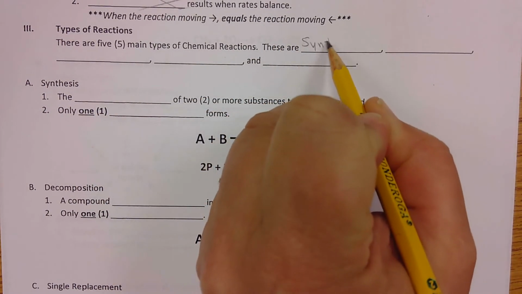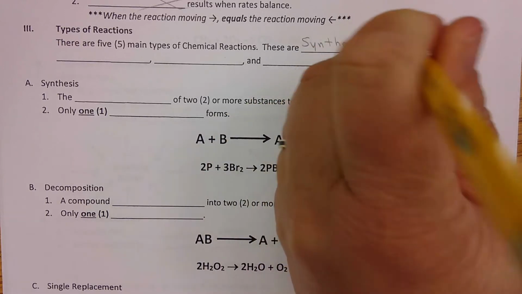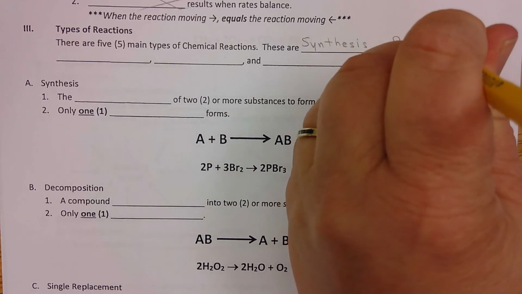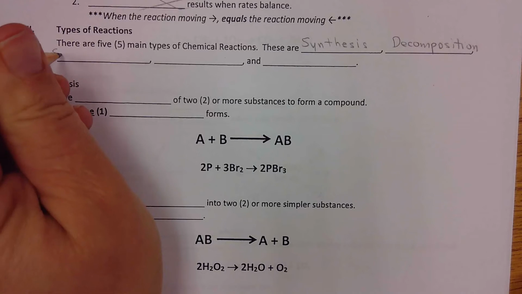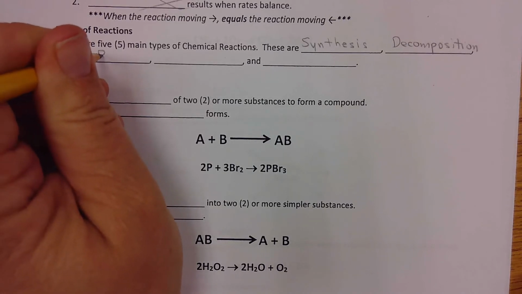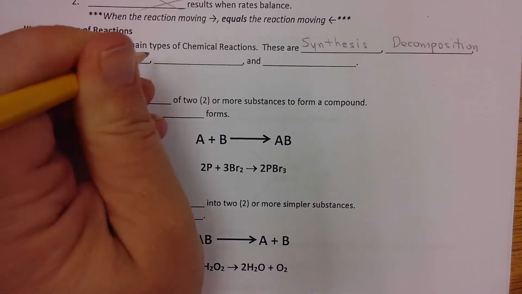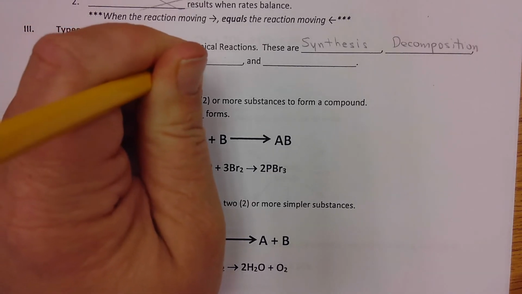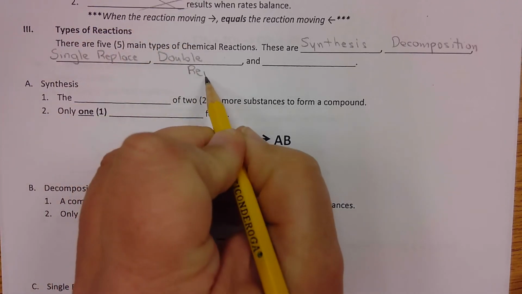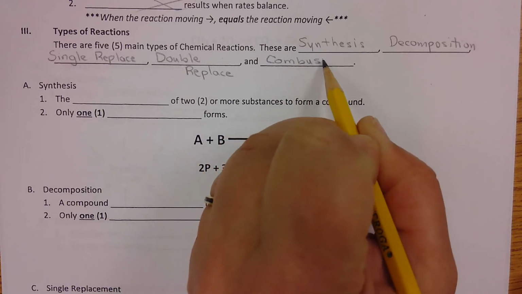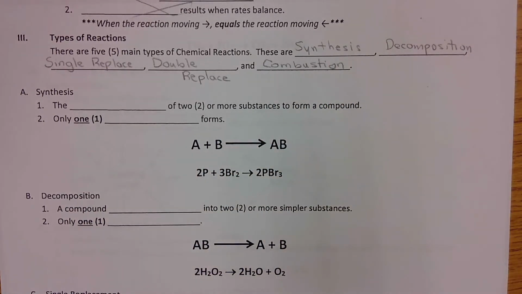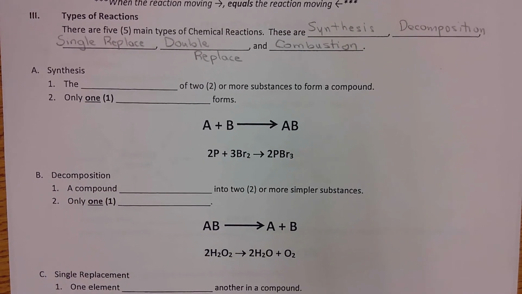Synthesis, decomposition, single replacement, double replacement, and combustion. Most chemical reactions will fit into one of these five types. Very rare that there's something different. But let's just do a quick example and talk about each of them.